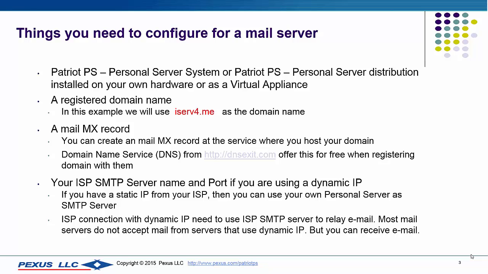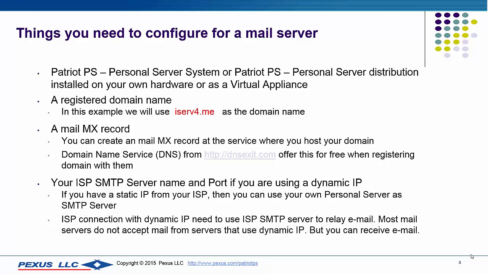So now let's talk about how the mail is sent out from your mail server. To configure outgoing email, you will need an SMTP server. Now you can use your Patriot PS Personal Server as an SMTP server also. But modern mail recipient servers do not accept mail that is generated from a server that uses a dynamic IP address. So to avoid this, for sending outgoing emails, we use your ISP's SMTP server and the port number.